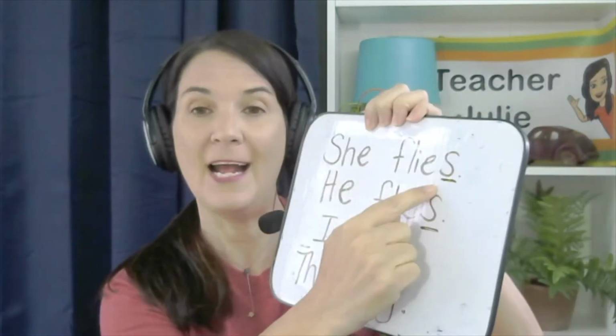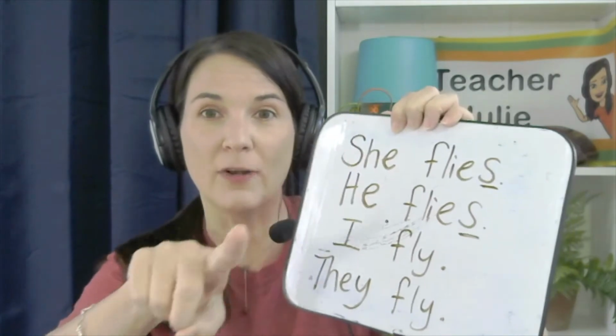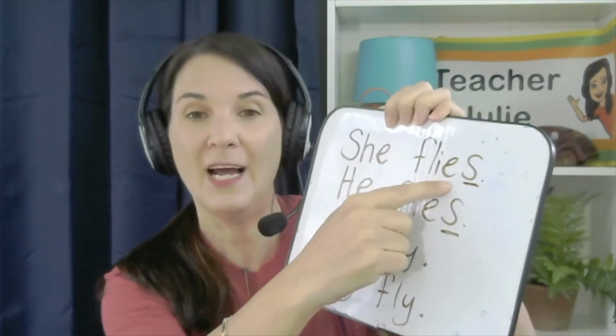Hold up your girl, because the first one is she. Okay. Who flies a kite? She flies a kite. Go ahead and say the sentence, have them repeat it, and then see if they can drag and drop flies. She flies. Get them to drag flies into the blank.